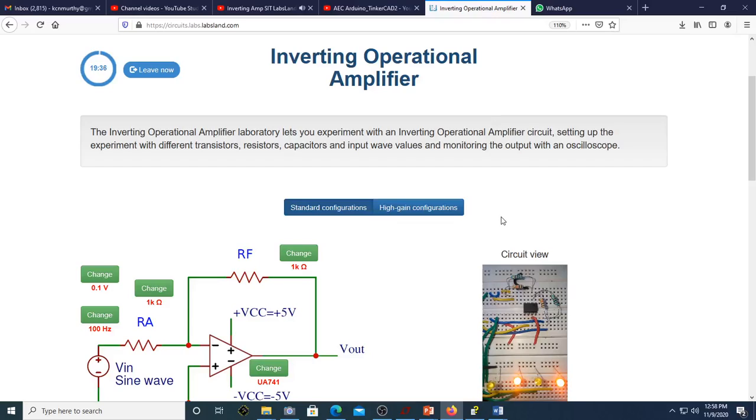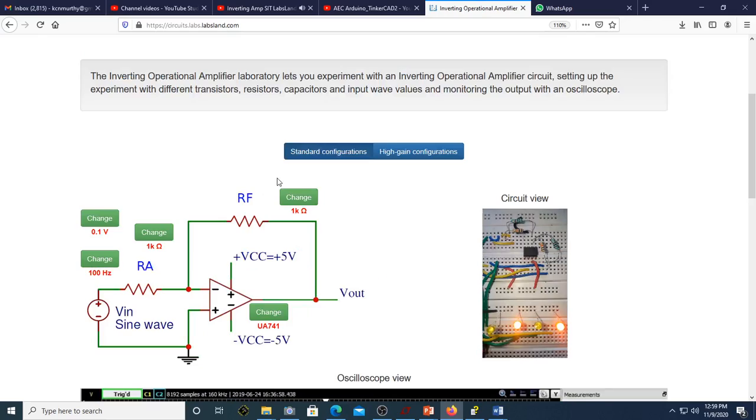An inverting operational amplifier. It has two different configurations, standard configuration and high-gain configuration. This laboratory in total has 216 different inverting operational amplifier combinations. The standard configuration is used to observe the relatively low and medium voltage gain of the amplifier.